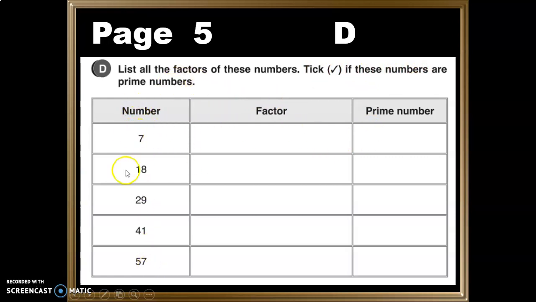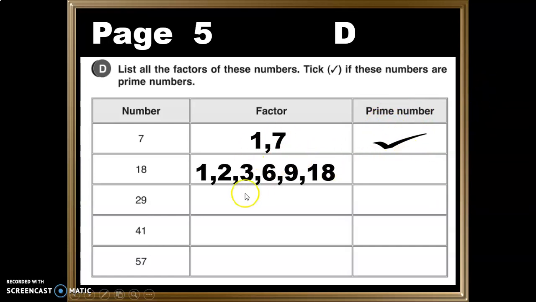So we have here number 7. And what are the factors of number 7? Correct. 1 times 7. Is it a prime number? Yes. And you have to check it. Next, 18, 29, 41 and 57.